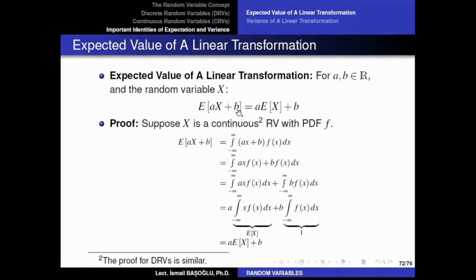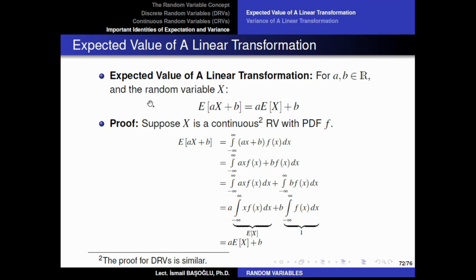Now, why am I teaching this? Because this is going to be very helpful for us in the future. So at this point, let's see how the expected value of a linear transformation is calculated. So my friends, let's just say a and b are any real numbers. They can be 0, negative, or positive. And we are interested in calculating the expected value of a linear transformation of random variable x.